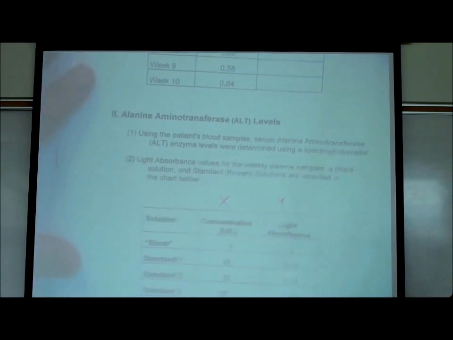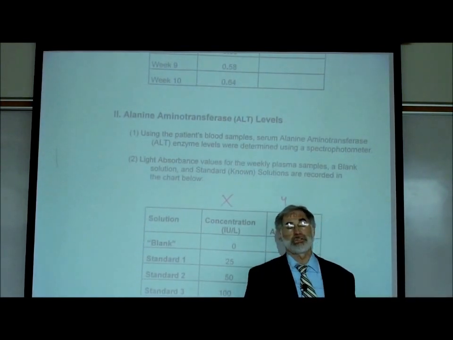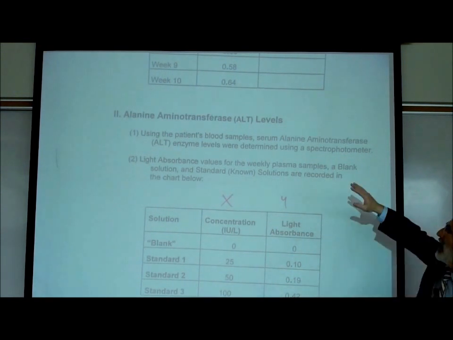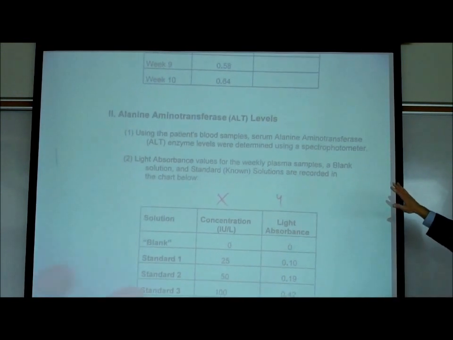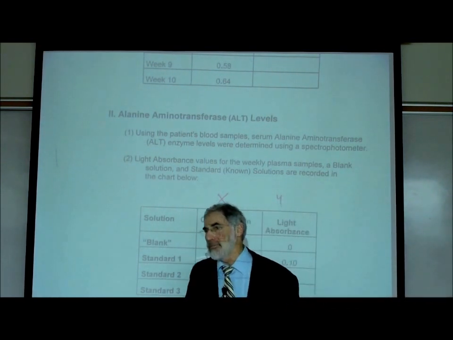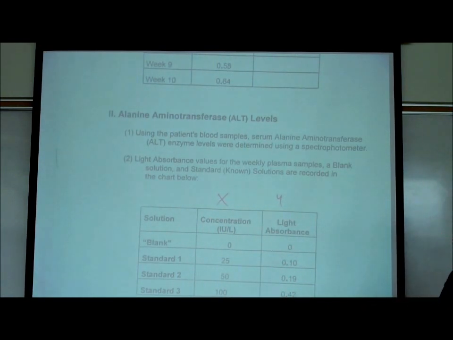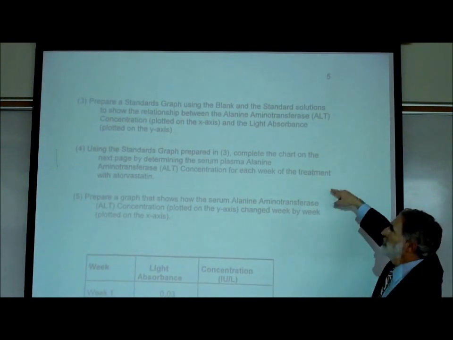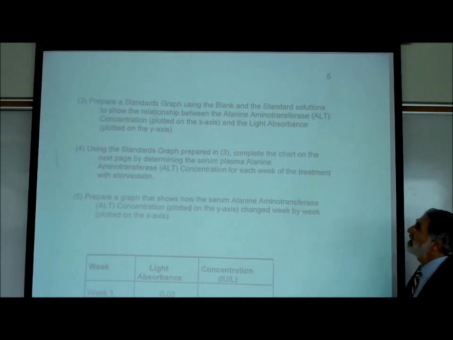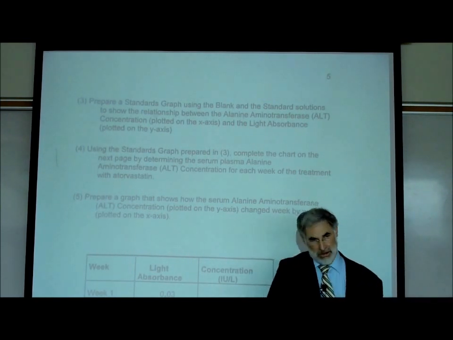All right, now, we've learned that not only do you have to be worried about the therapeutic benefit, but also the adverse effects. So, we wrote that they are going to monitor the liver enzyme level in this patient. So each of those 10 weeks that they're going to draw blood from the patient, now they're not only going to check the cholesterol levels, they're going to check the liver enzyme and the muscle enzyme levels. So we wrote on page 5 to prepare a graph using the blank standard solutions that were shown on the previous page to show the relationship between the liver enzyme level plotted on the x-axis and the light absorbance plotted on the y-axis.